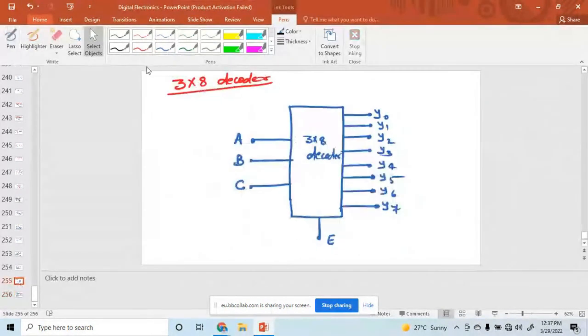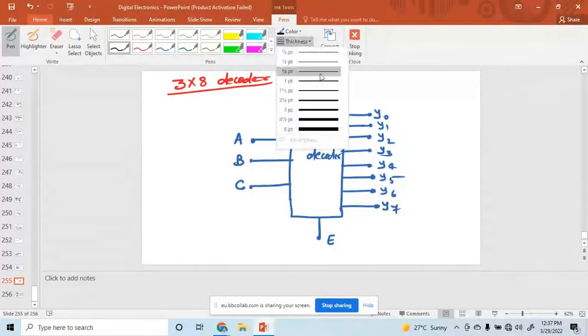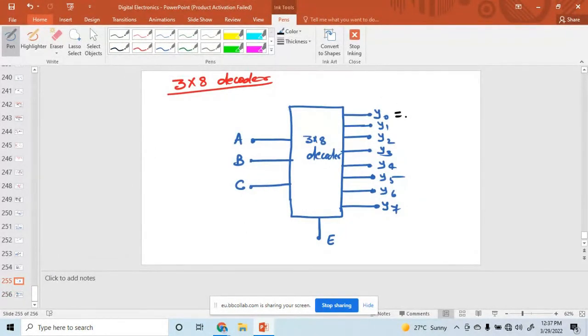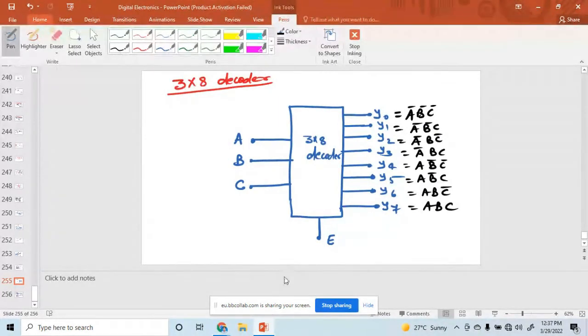Yes or no? So what is the logical expression for final values? Y naught is A bar, B bar, C bar. Y1 is A bar, B bar, C. Y2 is A bar, B, C bar. Y3 is A bar, B, C. Y4 is A, B bar, C bar. Y5 is A, B bar, C. Y6 is A, B, C bar. And Y7 is A, B, C. Yes or no?